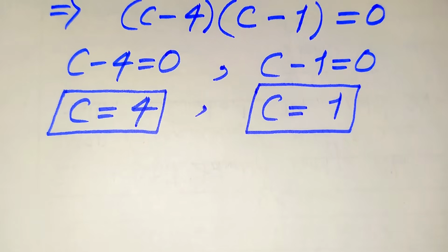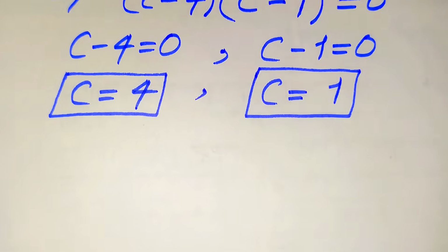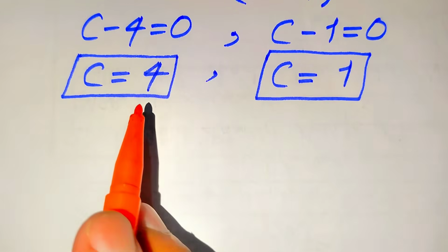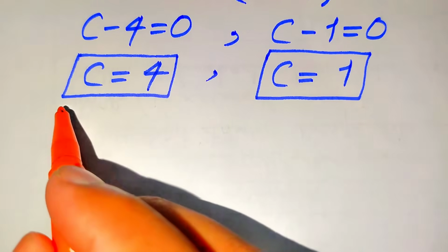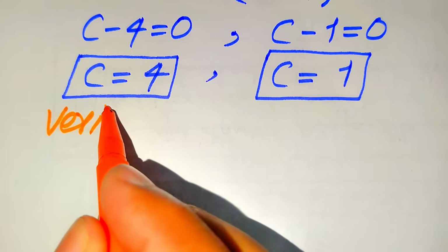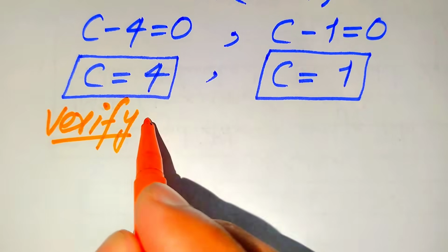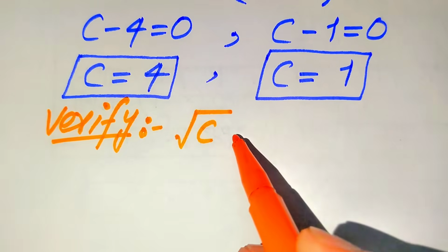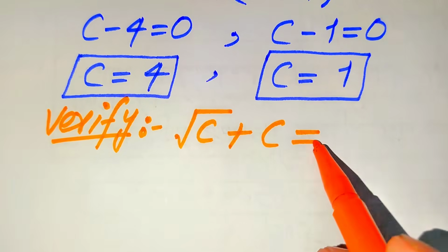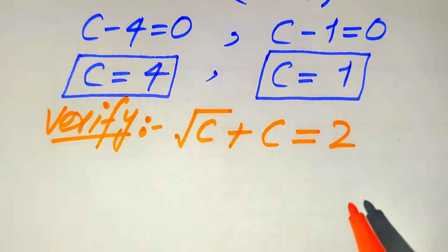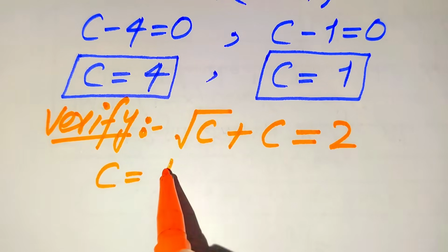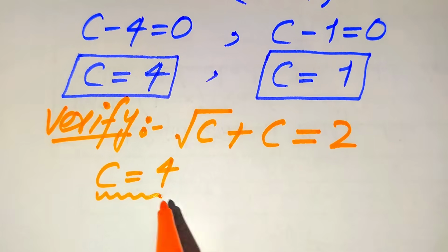So here we get these two roots of the given equation, and now in the next step we need to verify these two roots, and we can separate the solution and the extraneous root. Okay, so for verification of the roots, we need to copy down the given question statement here, and we have square root of c plus c is equal to 2. This is our given question statement.